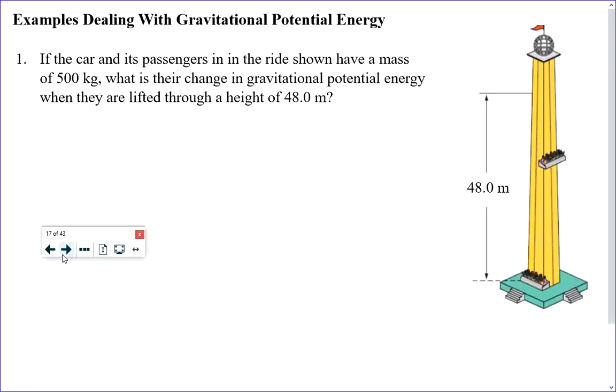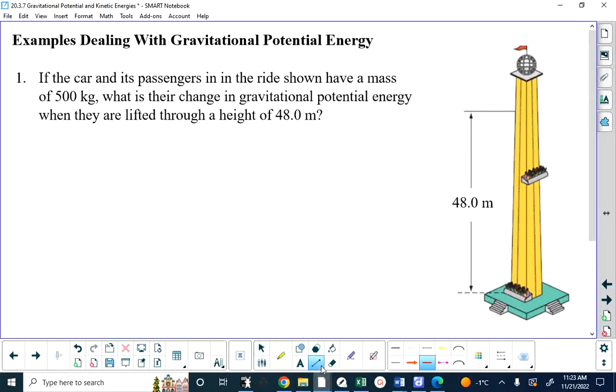All right, so let's review now potential energy. The car and its passengers in this ride shown have a mass of 500 kilograms. What is their change in gravitational potential energy when they are lifted through a height of 48 meters? Okay. So I have to admit that you're not going to answer questions like this the same way every time. But as this ride lifts this car of passengers to 48 meters, we're going to assume that it moves at a constant speed.